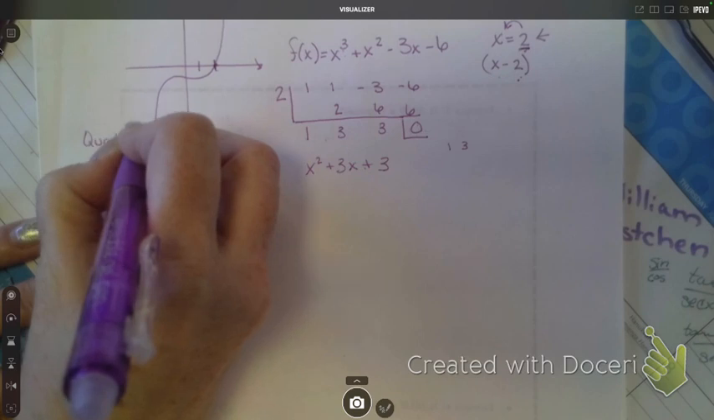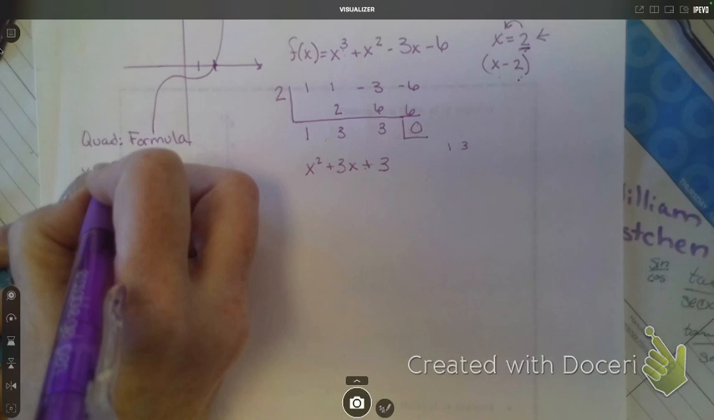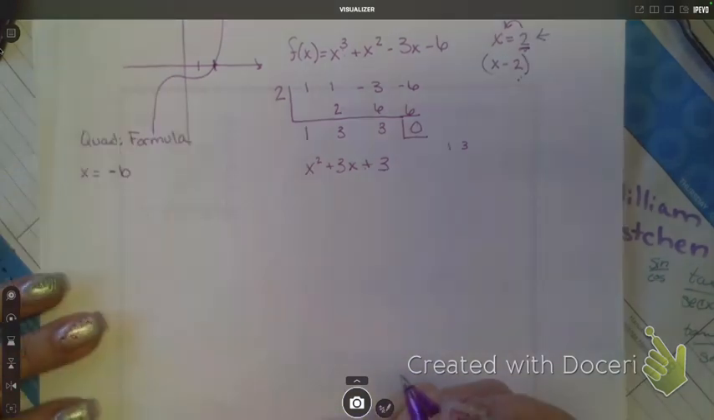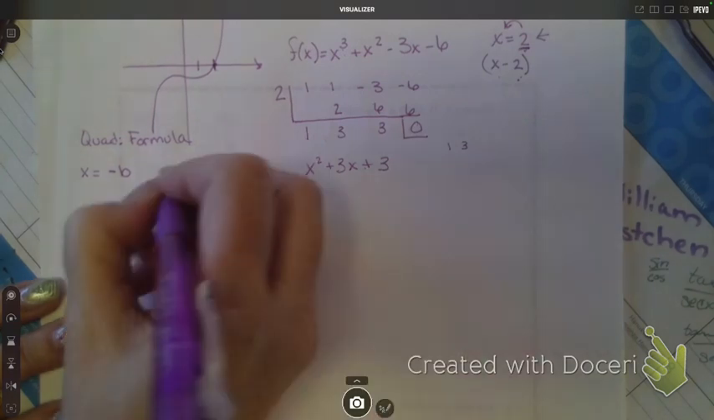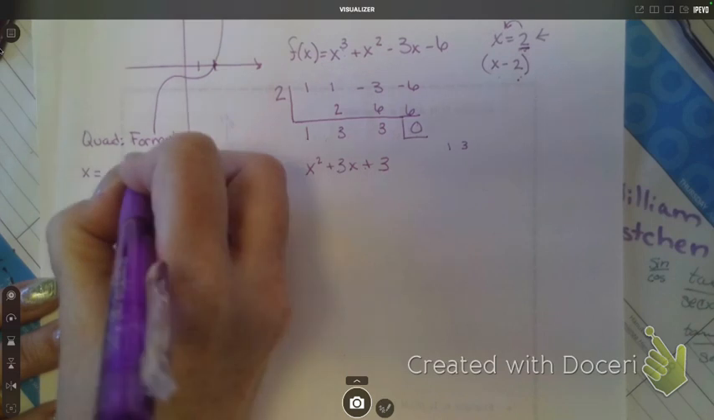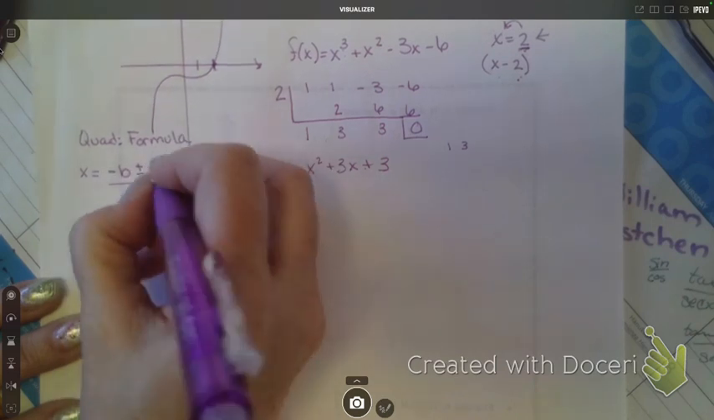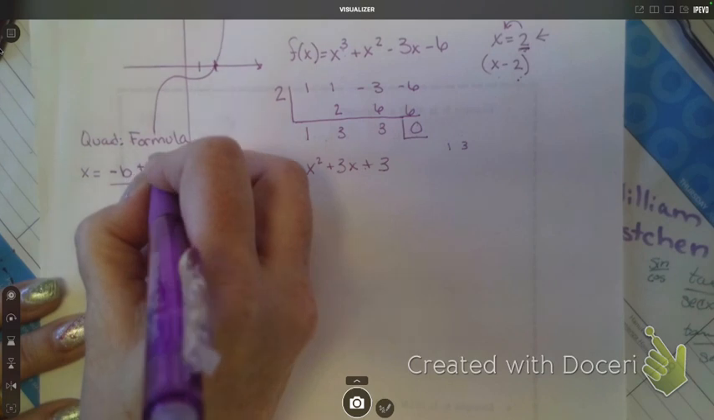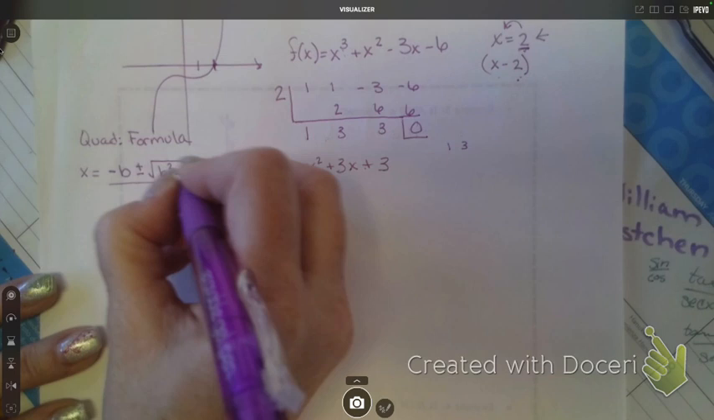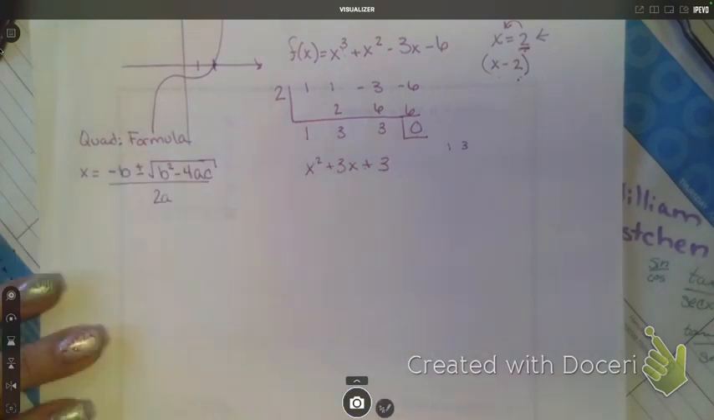Anybody? I wouldn't know that on the test. Negative b, over 2a, plus or minus the square root of b squared minus 4ac. You guys have to know that.